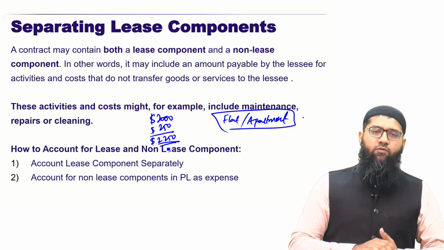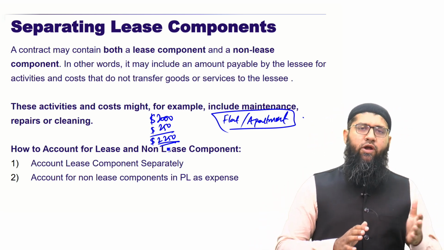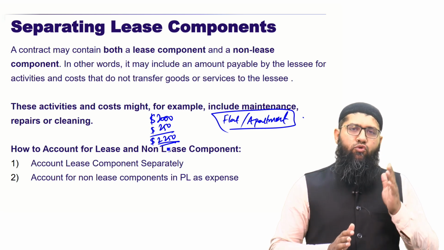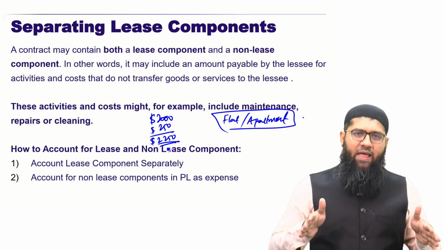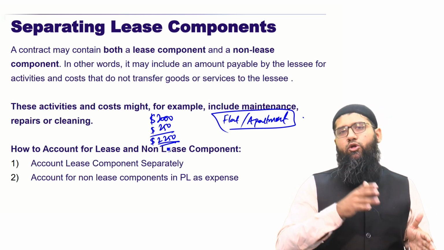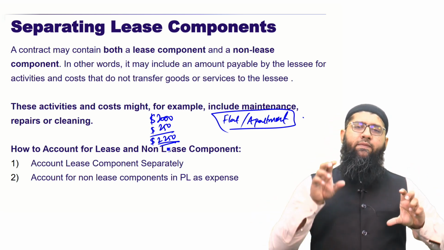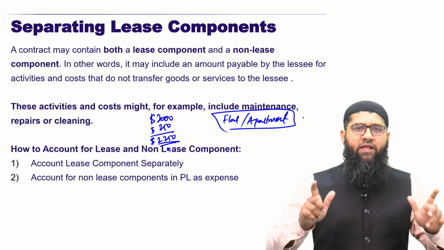So IFRS 16, what does it say? It says that if you enter into an agreement where there is more than one component, you have to split them into the lease and non-lease component. The $2,000 that you are paying is a lease component. The $250 that you are paying is a non-lease component.